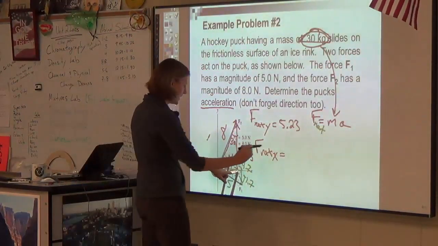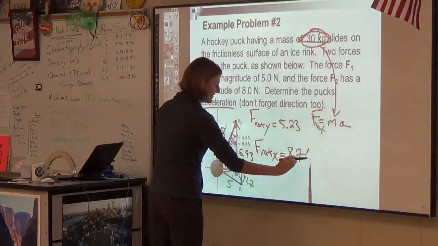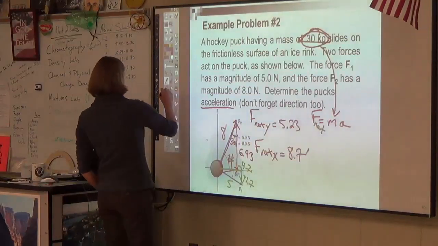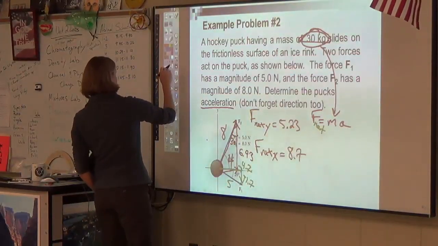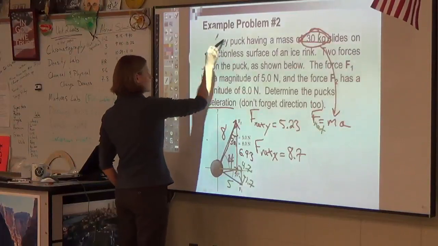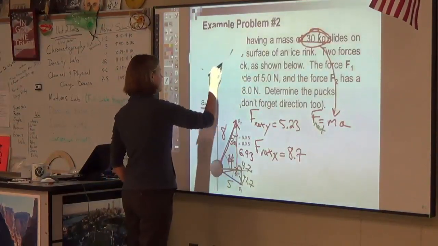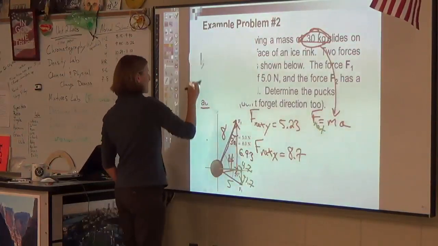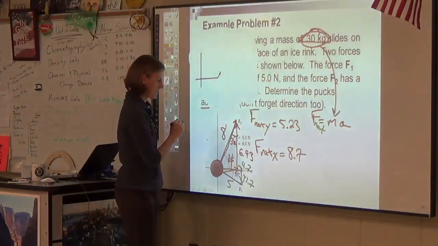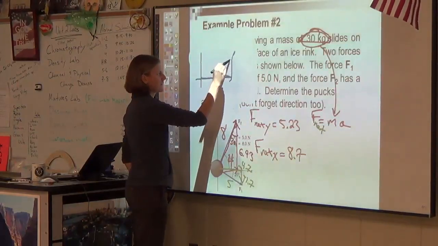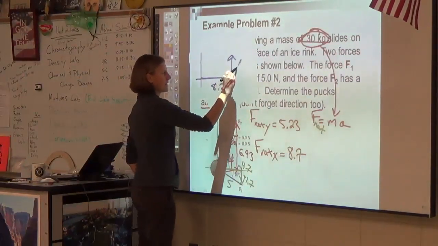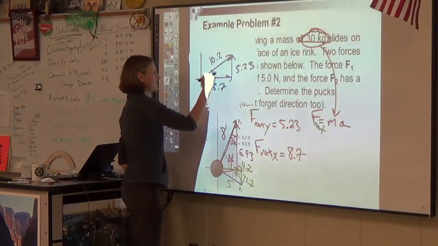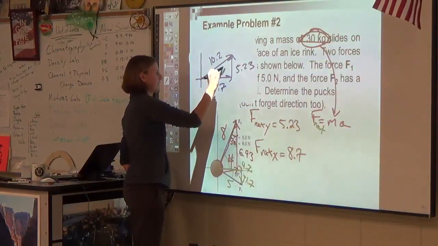Oh, I could do this all in my head. All right, add up the x's, add up the y's. And now I have to do that. Now you do the Pythagorean theorem. 10.2? Yeah. Give me the angle. 31 degrees. Thank you. Okay.